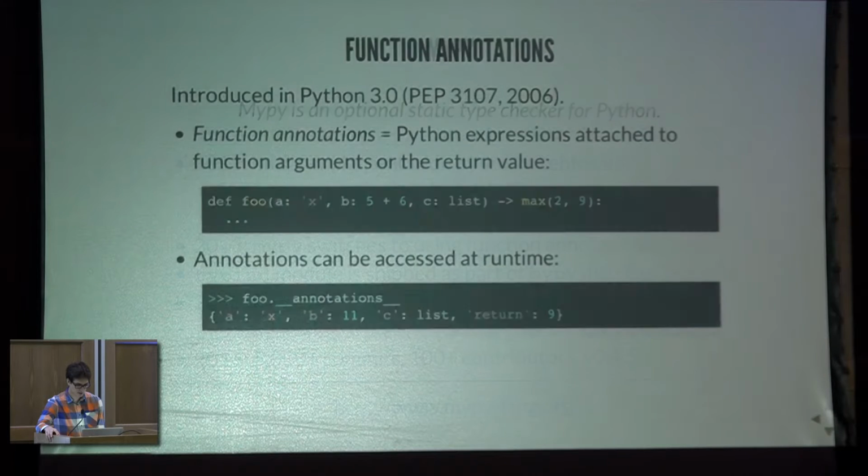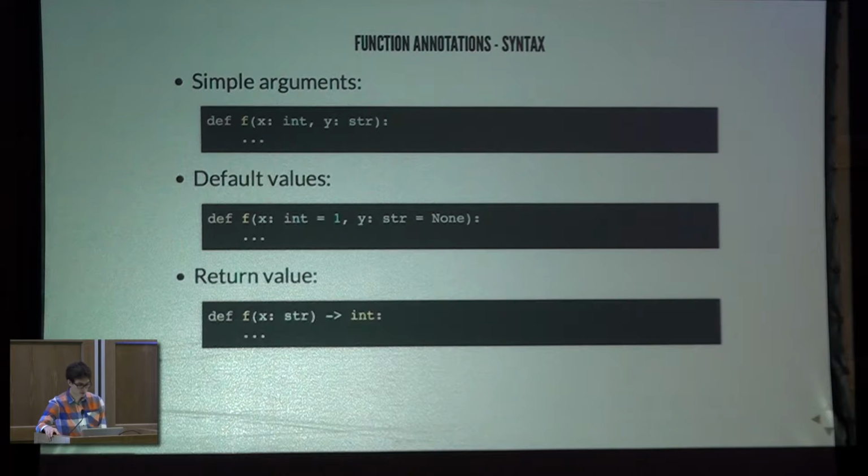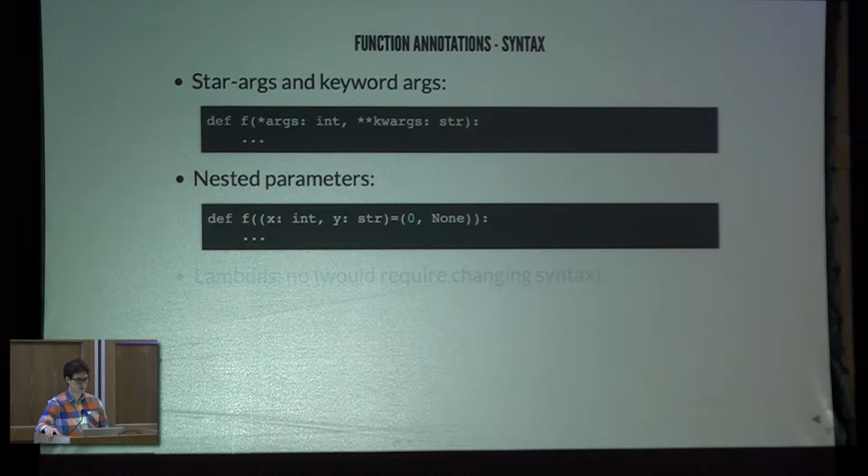Just to give a few examples, you can annotate the simple arguments like so. You just put a colon, say x is an int, y is a string. Or you can use default values. You can annotate the return value using this arrow, which is dash greater. You can annotate star args, default args, even this funny syntax that no one ever uses for tuple unpacking.